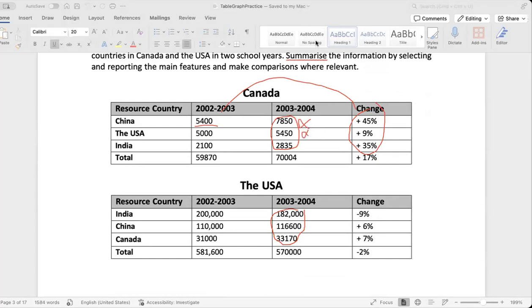There's no need to give it. We are already mentioning here that it's increasing by 45%. So even if we don't give the data for 2003, it makes sense. For example, if you calculate 9% of 5000, it comes out to 450. So anyone can do the math and calculate this figure. So even if you don't give this figure, it's completely fine.